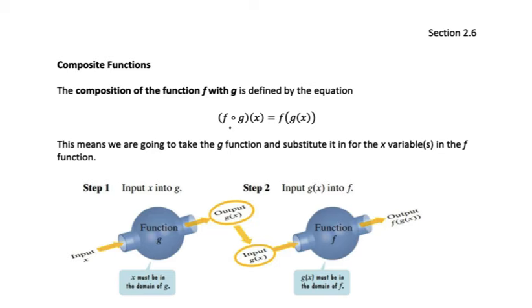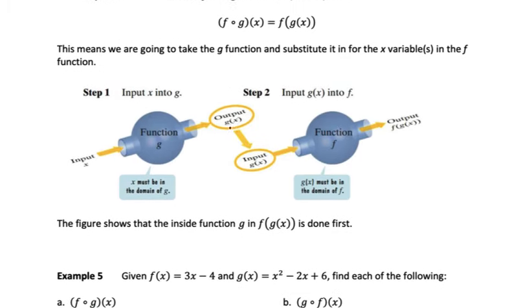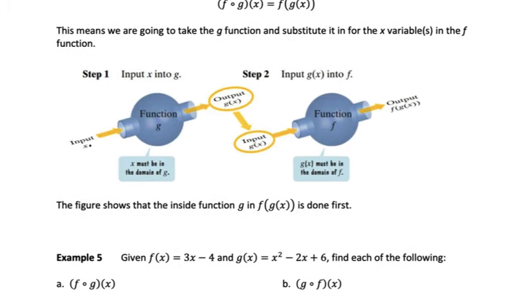Another way of looking at it is in this diagram right here. We have x as our input. We're inputting that into the function g. That gives us g of x. Then we input g of x into the function f, and that gives us f of g of x. So again, the inside function is done first.